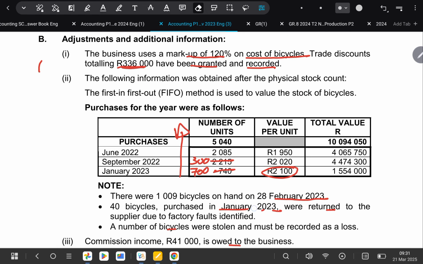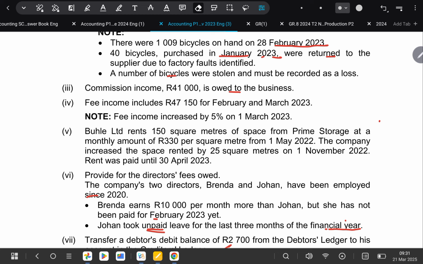So here, what they're saying is that the company rents 150 square meters of space from Prime Storage at a monthly amount of 330 rands per square meter from the 1st of May 2022. They increased the space rented by 25 square meters on the 1st of November 2022, and then the rent was paid up until 30 April 2023.